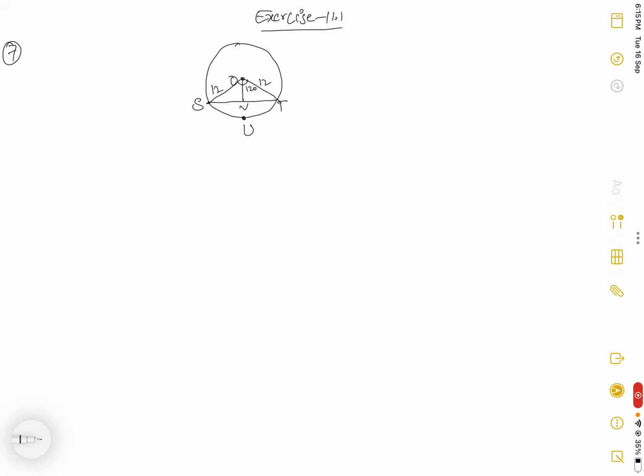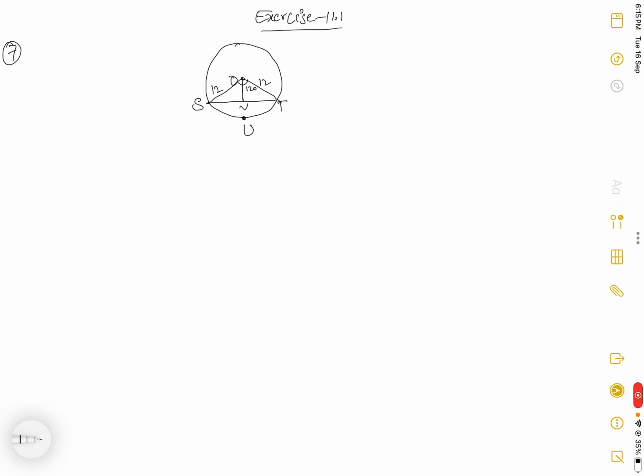The seventh problem in exercise 11.1. A chord of a circle of radius 12 centimeters subtends an angle of 120 degrees at the center. Find the area of the corresponding segment of the circle.